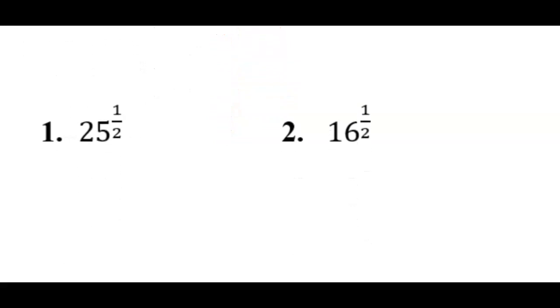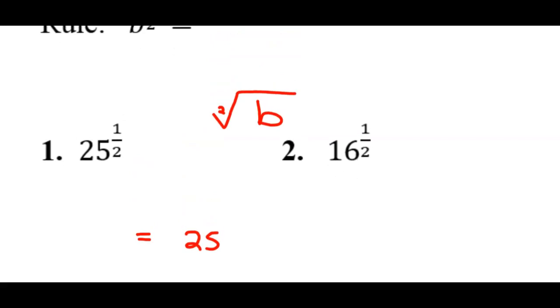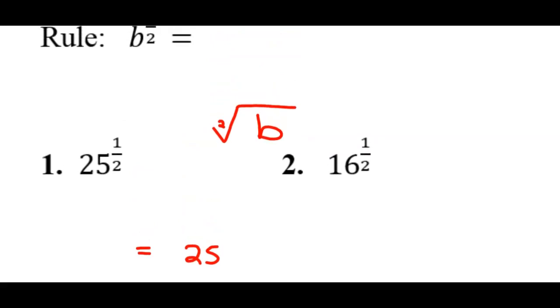So 25 to the 1/2, if that's my rule, how can I rewrite this? What's going to go around my 25? Not 2. 5. How did that move? How did all of it move? What's happening?